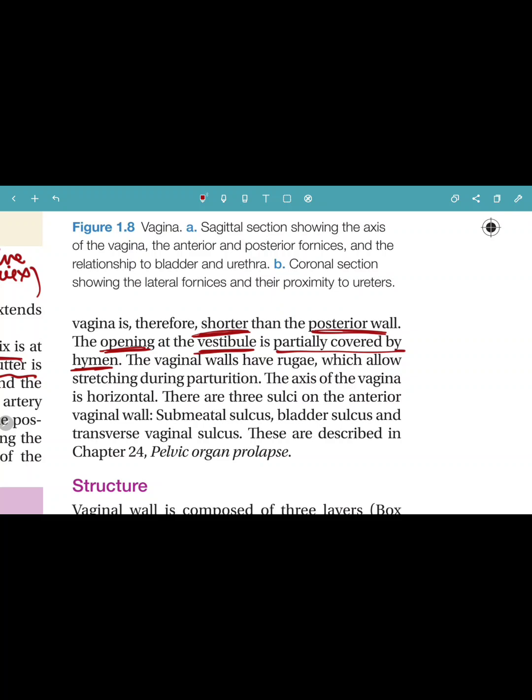The axis of the vagina is horizontal. There are 3 sulci on the anterior vaginal wall. What are these 3 sulci over the anterior vaginal wall? The submeatal sulcus, the bladder sulcus, and the transverse vaginal sulcus. So the 3 sulci on the anterior vaginal wall are the submeatal sulcus, bladder sulcus, and transverse vaginal sulcus.